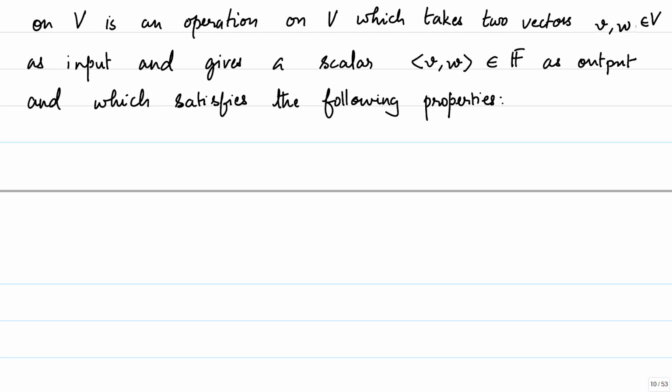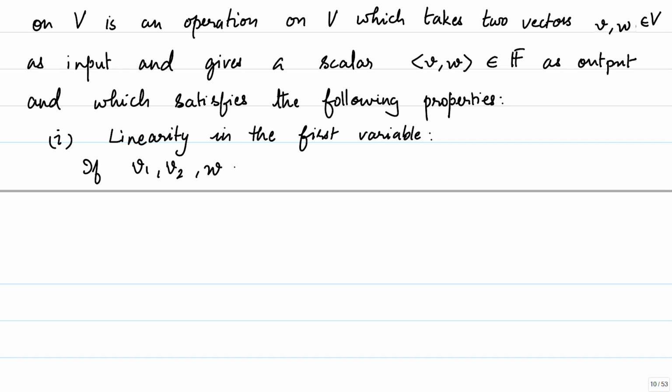So, what are the properties that are satisfied by the inner product? The first one is linearity in the first variable. What does that mean? So, if V1, V2 and W are elements in capital V, then the inner product of V1 plus V2 and W is equal to the inner product of V1 with W plus inner product of V2 with W.